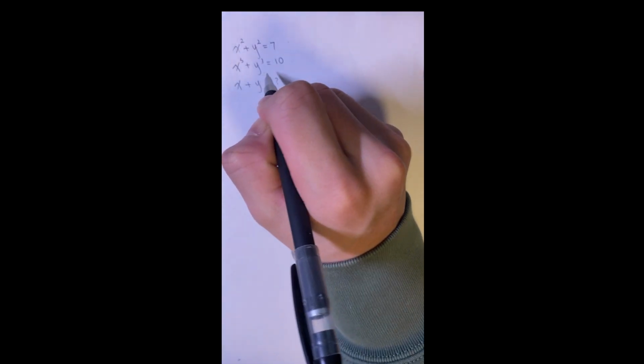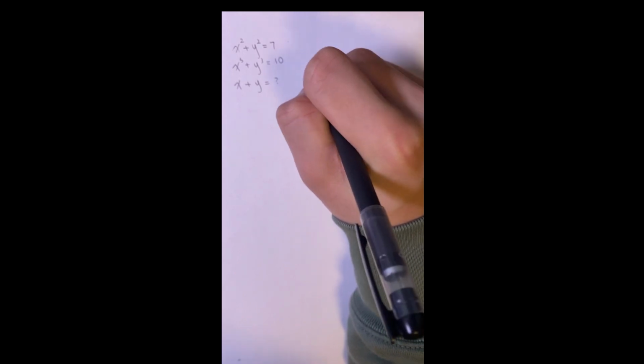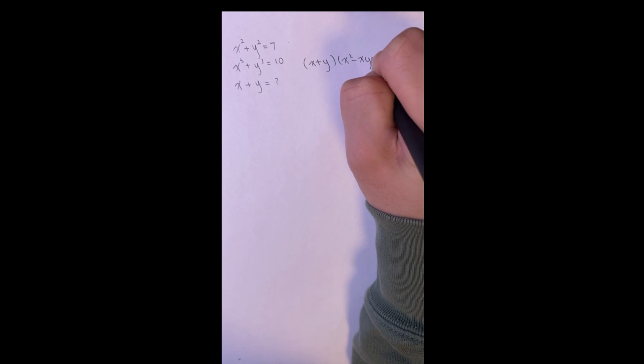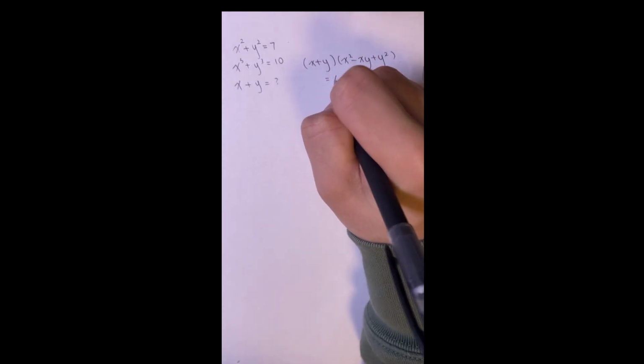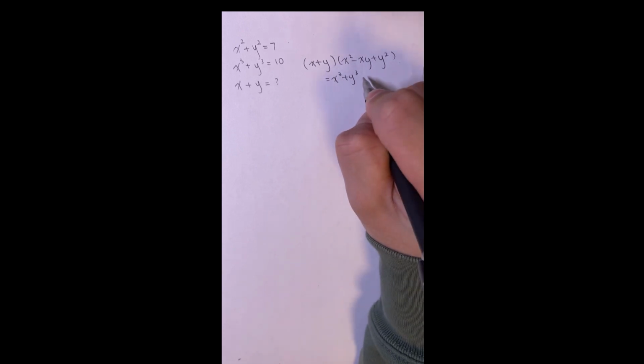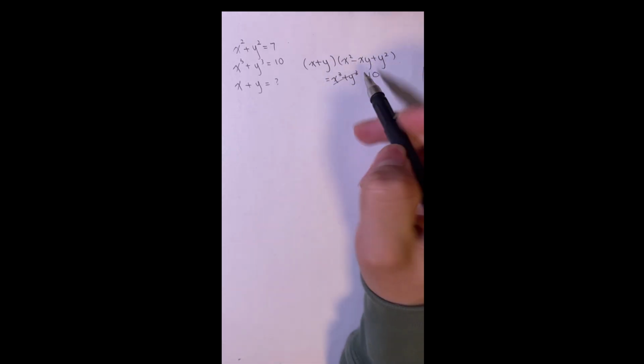So the first thing we need to recognize is that this x cubed plus y cubed is the equivalent of (x plus y) multiplied by (x squared minus xy plus y squared). That equals x cubed plus y cubed. Okay, so what we can do here is replace this with 10. And then what do we see over here?